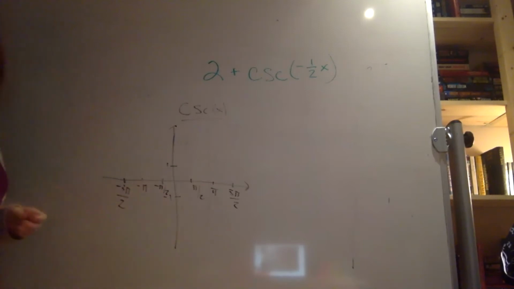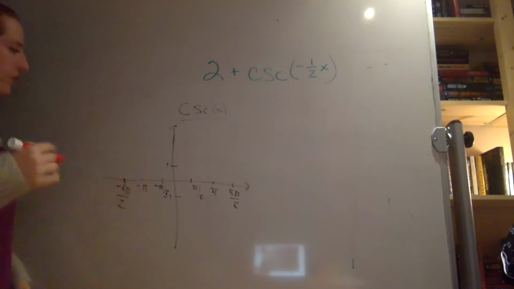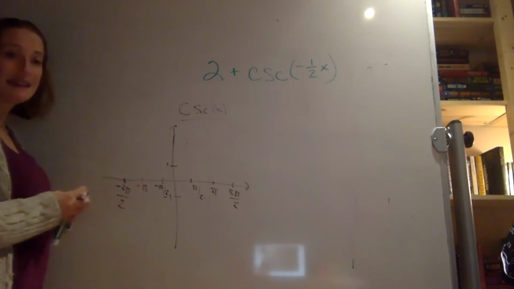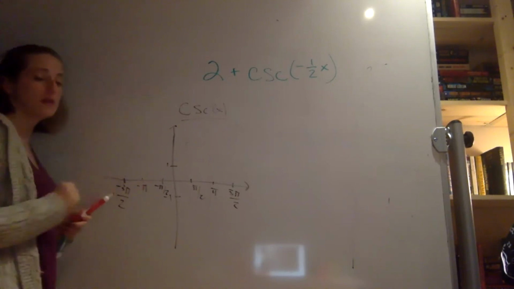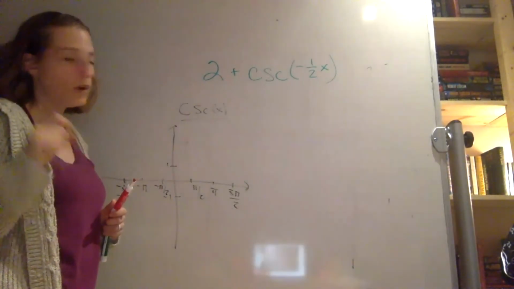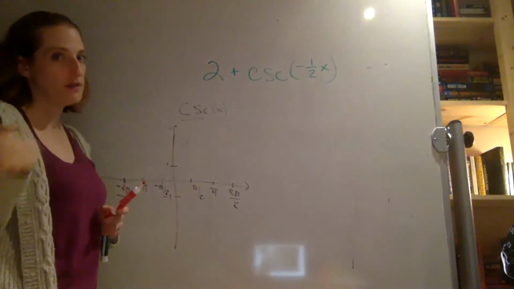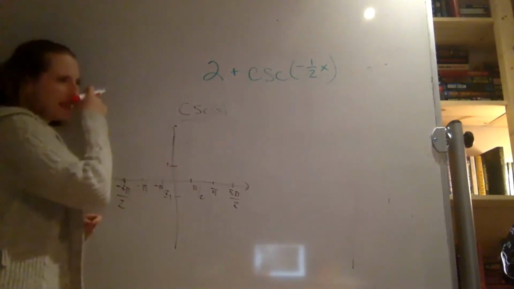When we're sketching this, the big thing to remember is cosecant is 1 over sine. So anywhere that sine is equal to 1, cosecant is going to be equal to 1. Anywhere that sine is equal to negative 1, cosecant is going to be equal to negative 1. Anywhere that sine is equal to 0, cosecant is going to be undefined. So let's start with that last one.